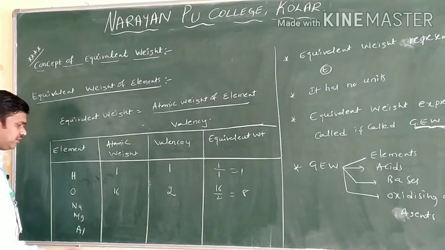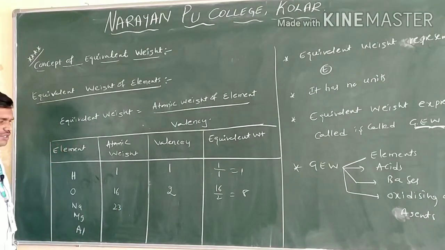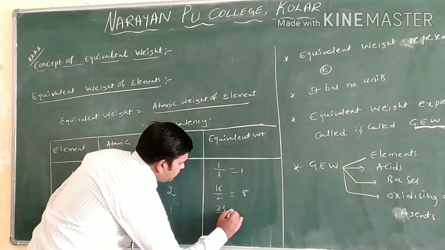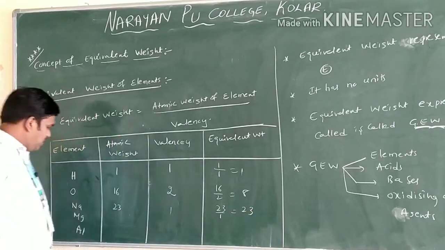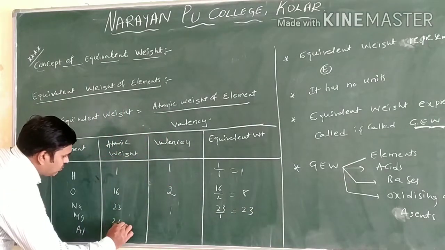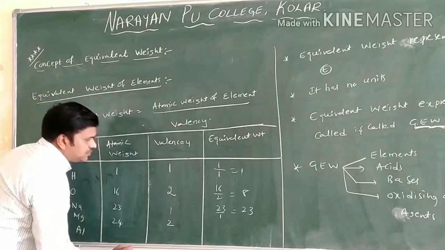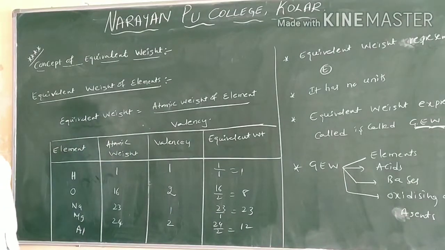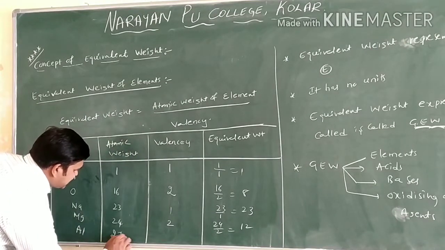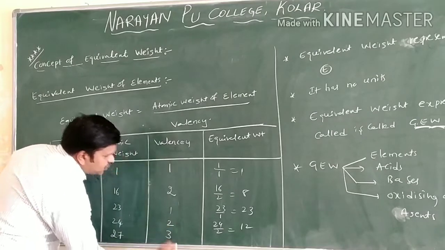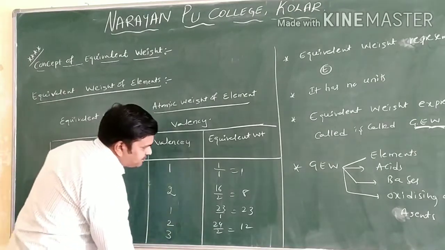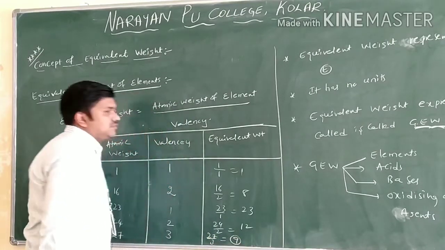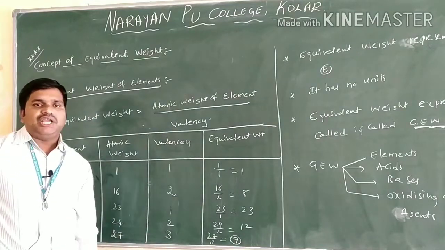Next, sodium has atomic weight 23. Sodium belongs to the first group, so its valency is 1. So 23 by 1 is equal to 23. Magnesium has atomic weight 24 and valency 2, because magnesium belongs to the second group. 24 by 2 is equal to 12. Aluminium has 27 and belongs to the third group, so 27 by 3 is equal to 9. So this is the equivalent weight of the elements.